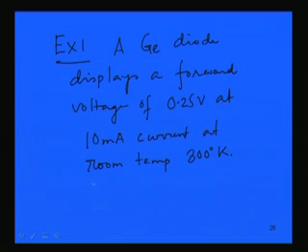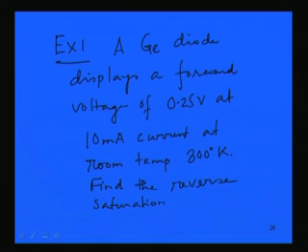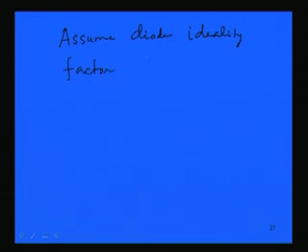Now, find the reverse saturation current. For this example, you have to find the reverse saturation current, that means Is, and here you have to assume that the diode ideality factor eta is 1. This is given to you.